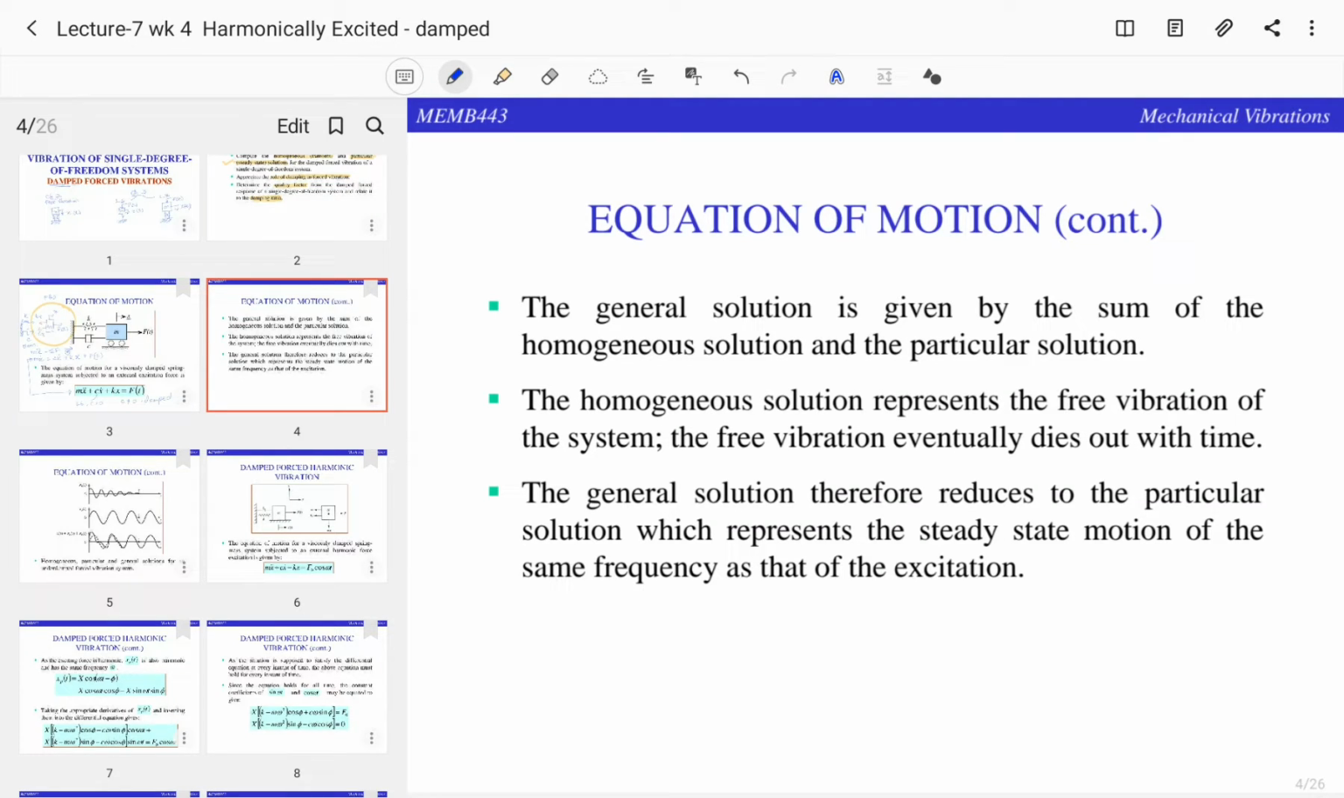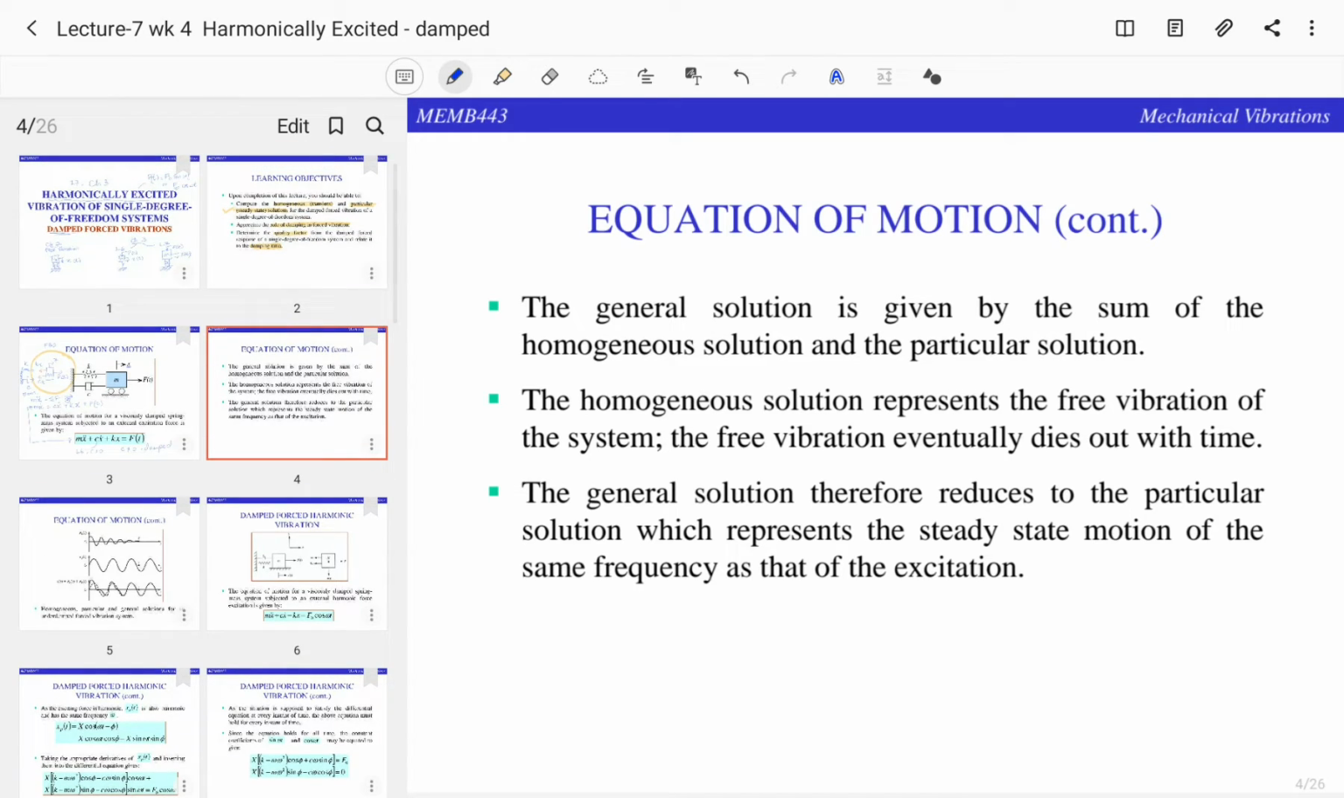Okay, we are still looking into the harmonically excited vibration of a single degree of freedom system, where you have damped forced vibrations, which is lecture 7. Okay, so this is a repetition from the previous lecture, where the general solution is actually the sum of the homogeneous and particular solution. So I don't have to repeat that.